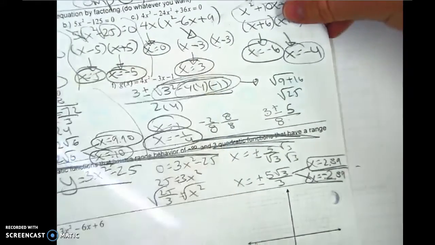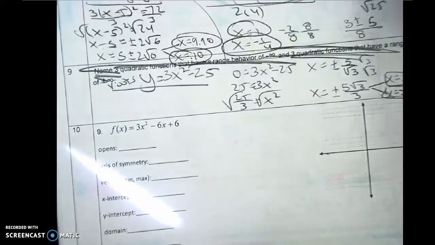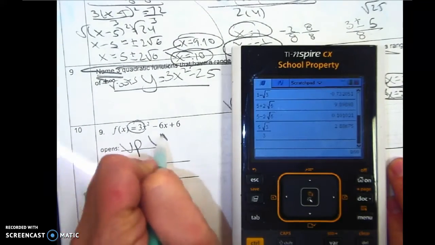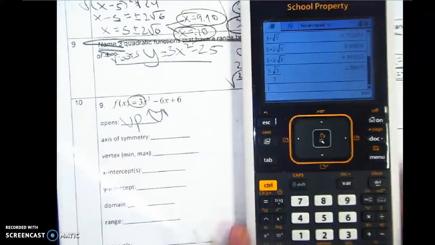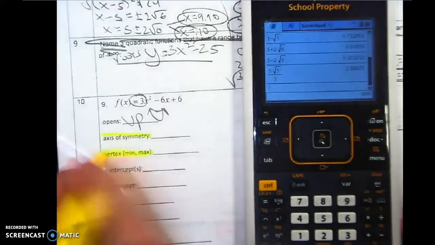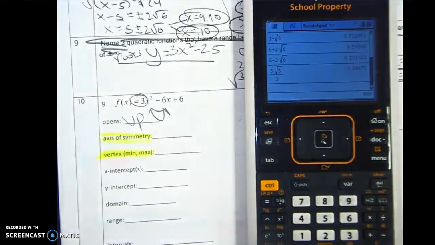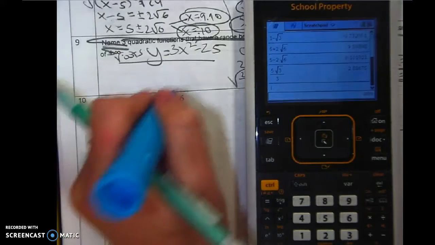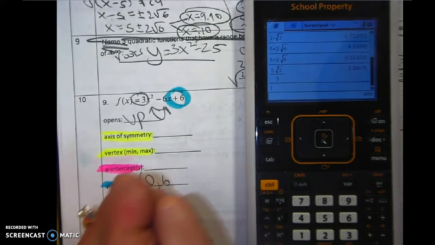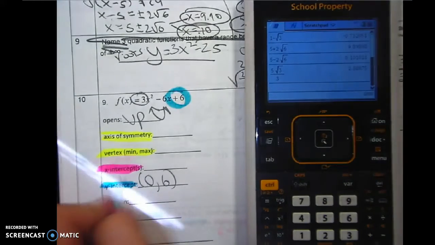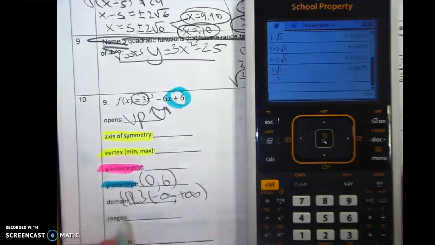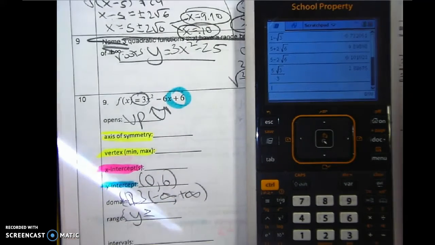Okay, graphing. Now if I'm going to get to graphing, you know the first thing I'm going to do is note that it opens up because of the 3. Showing my work, I'm going to get through what I can. The axis of symmetry, the vertex, they're all associated, and so I can't do that right away, so I'm not going to. The x-intercept is a workout. I'm not going to do that right now. But the y-intercept I can get just like that. 0, 6. Domain, all real numbers. Negative infinity to positive infinity. The range, y is greater than, because it's going up.